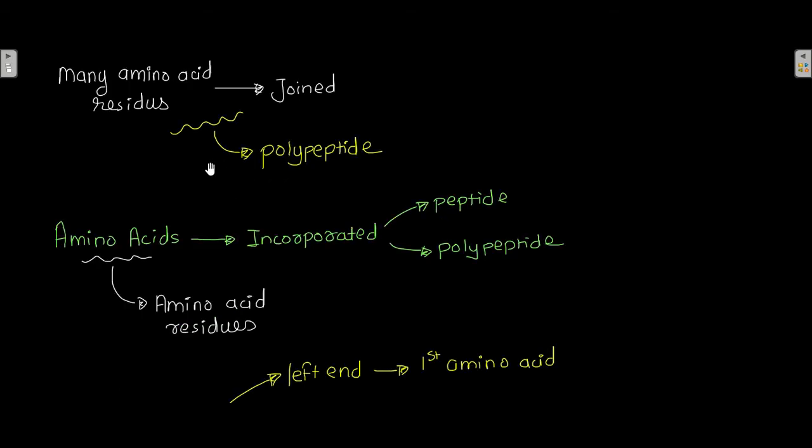Now, when many amino acids are joined, there is formation of a compound which you call a polypeptide. The amino acid that has been incorporated into a peptide or a polypeptide, we call that amino acid an amino acid residue. When an amino acid is not joined with another amino acid, it exists as a single amino acid. But as soon as it gets incorporated and forms a peptide or polypeptide, we refer to it as an amino acid residue.